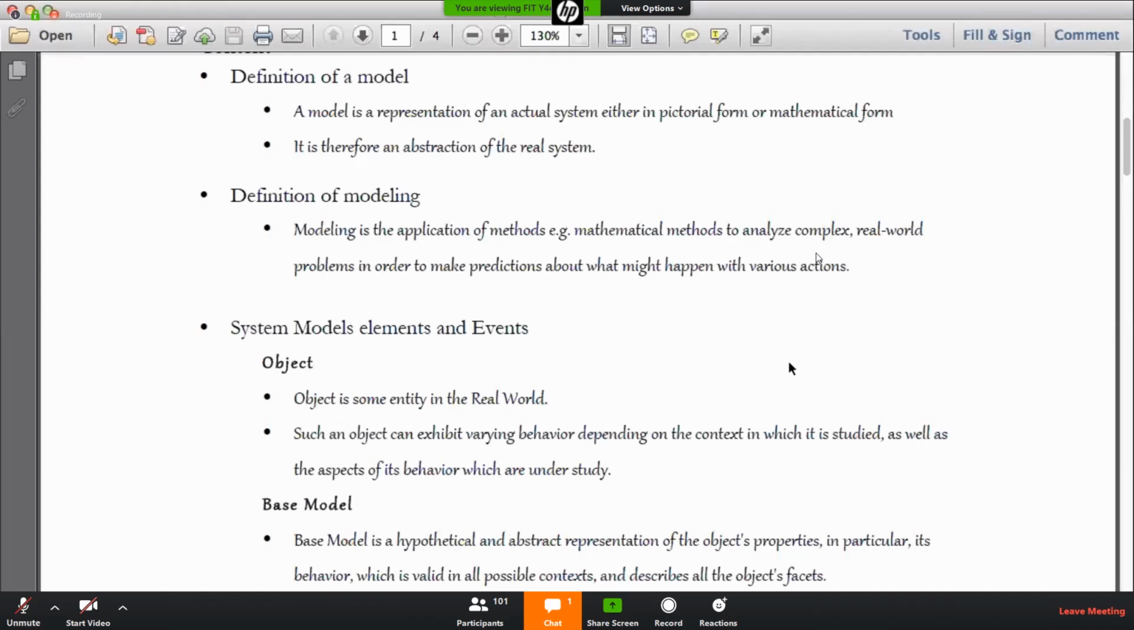Yes, Waweru. An abstract class is basically like it has methods and attributes. However, those methods and attributes have no implementation. So the attributes have no values and the methods have no implementation. So it's just used as a reference to make other classes.